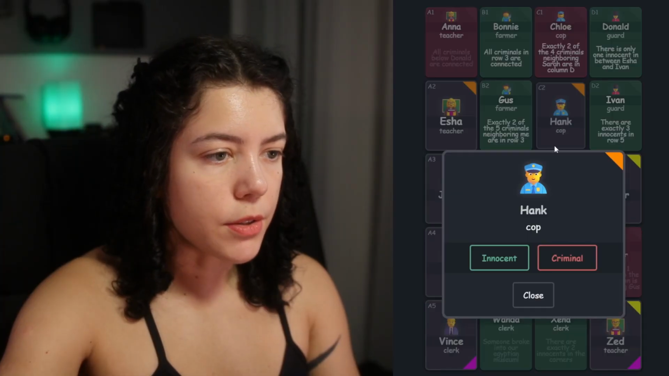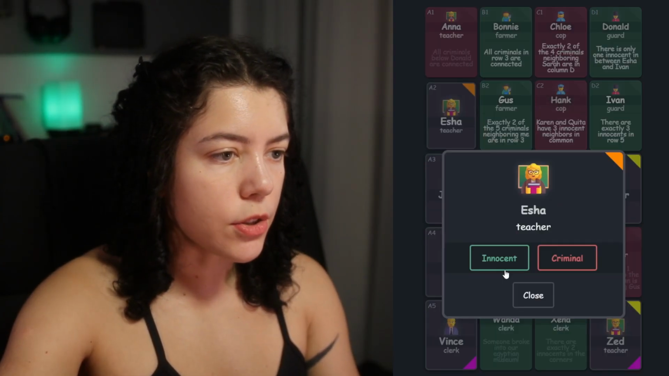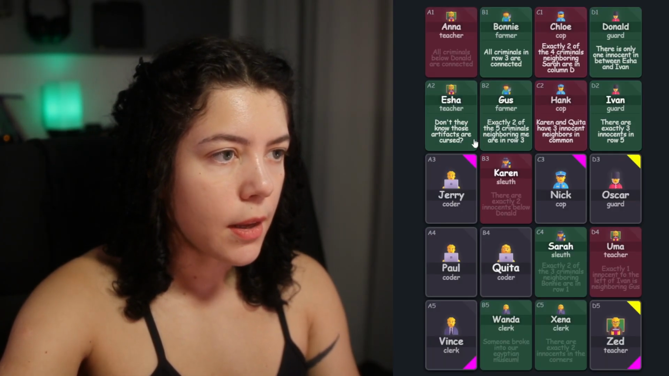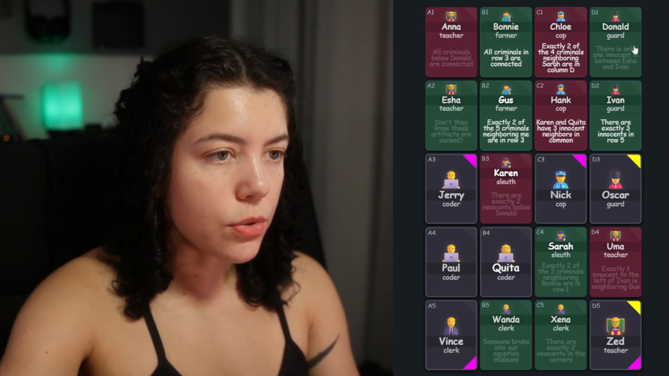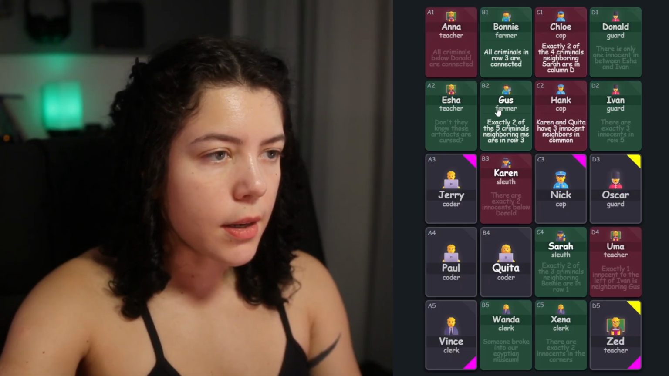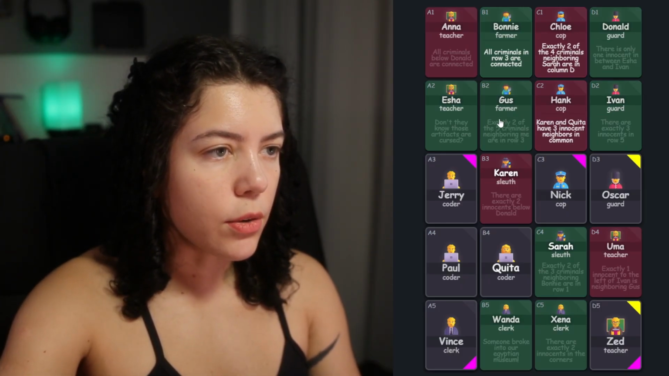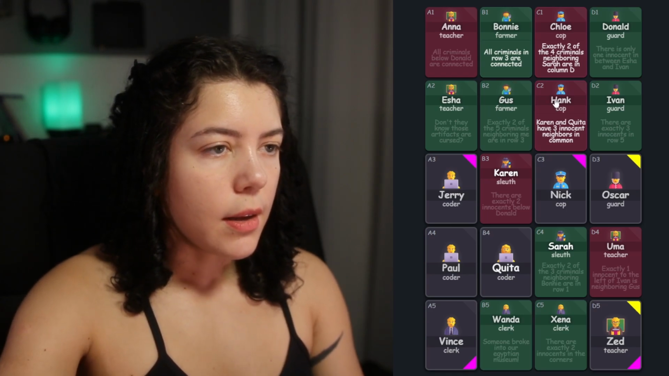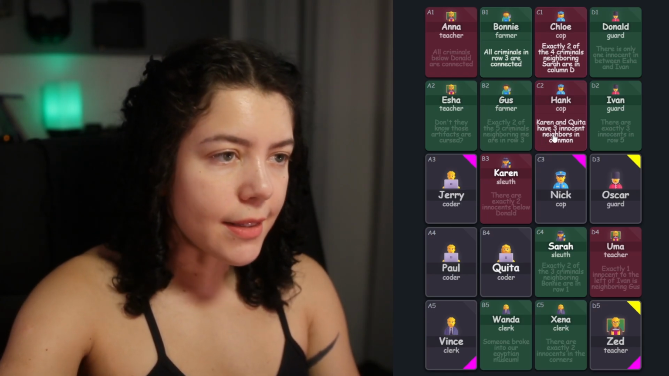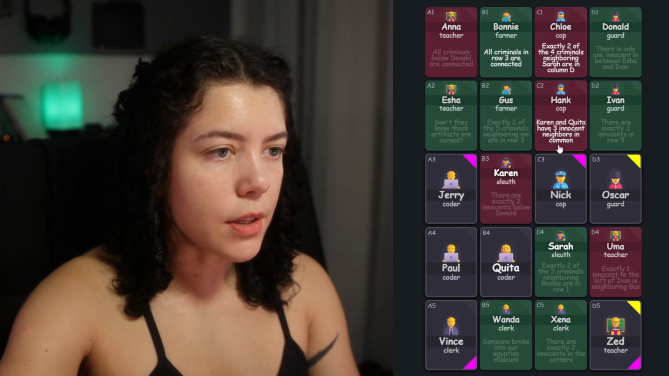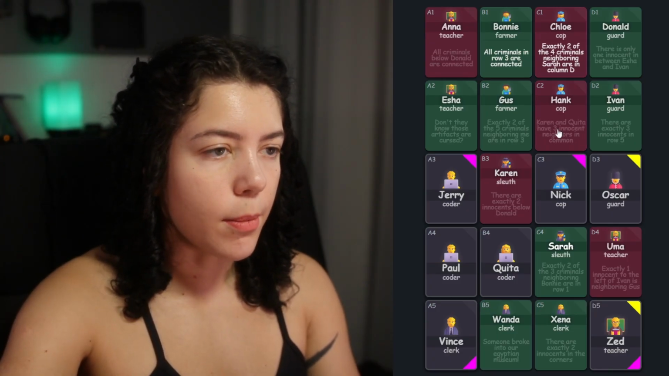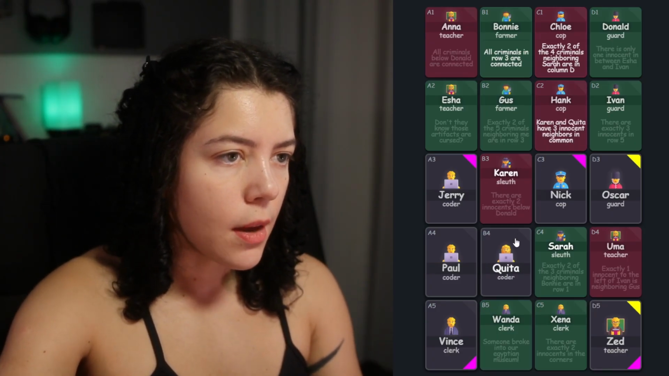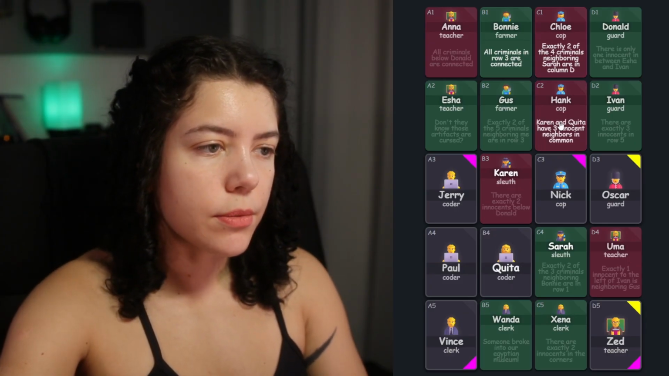So the other person needs to be a criminal, and that makes Esha herself an innocent. Now, we don't need Donald's clue anymore. Gus says there's... Oh, we've read Gus's clue, right? Hank says Karen and Kita have 3 neighbors in common. 3 innocent neighbors in common. So Karen and Kita have 3 innocent neighbors in common.